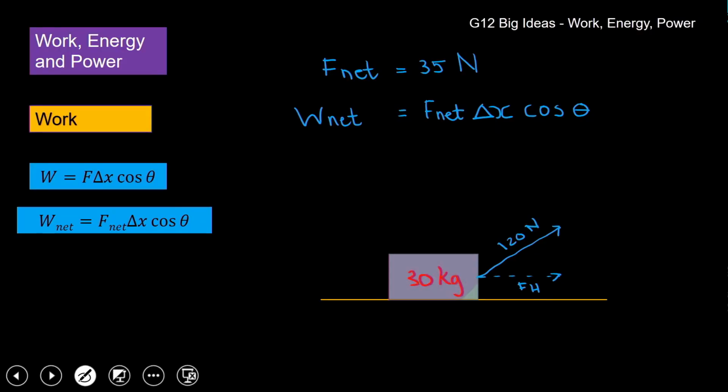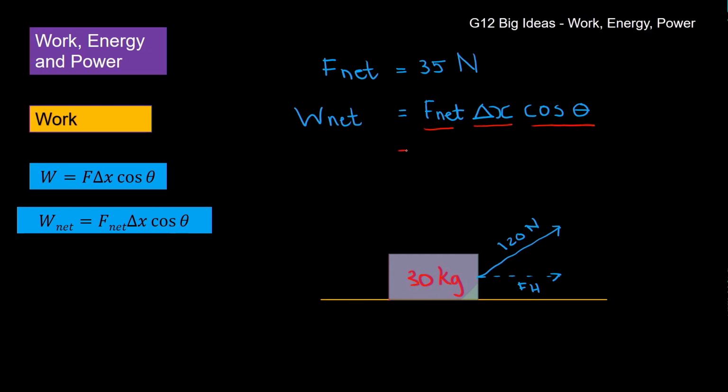Welcome back, grade 12s. We're continuing. Right, we've calculated the net force on the system. It's 35 newtons. We're not done yet. The question was, calculate the net work done in the system. So we have to use this formula. W net equals the net force times the change in displacement times cos theta.